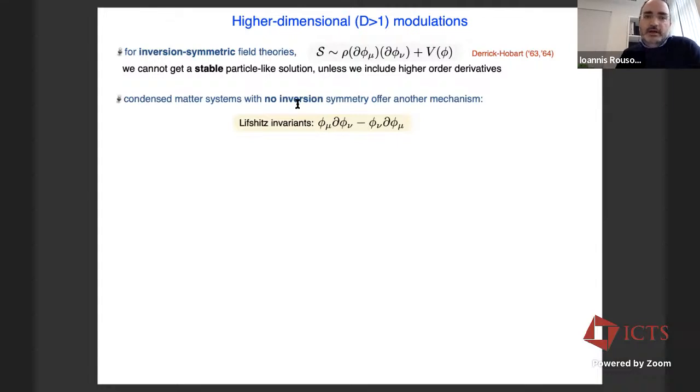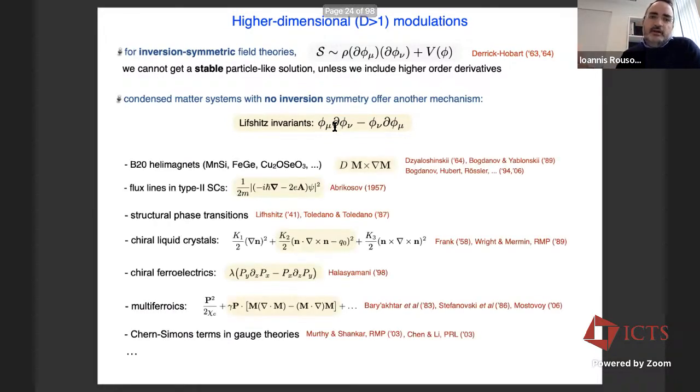And once you have this absence of inversion symmetry, then these linear derivative terms are allowed by symmetry. These are the so-called Lifshitz invariants, and they can go along different directions in space. And the system can accommodate these invariants by forming these localized objects. And there are a lot of examples in the literature, from skyrmions and type 2 superconductors to multiferroics and so on.